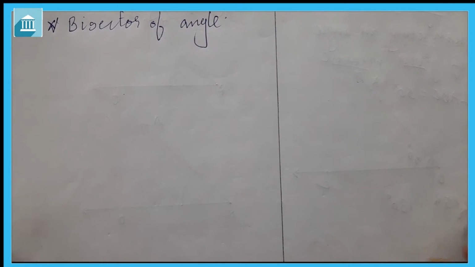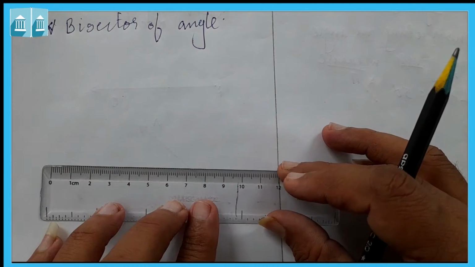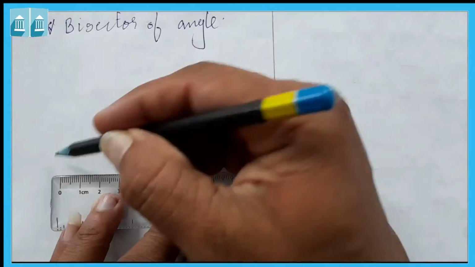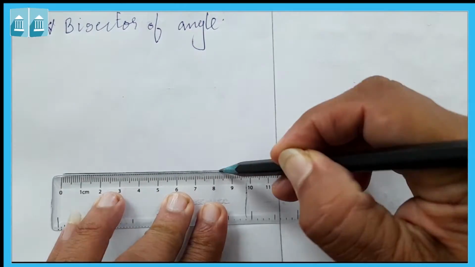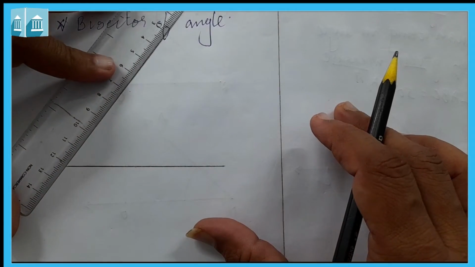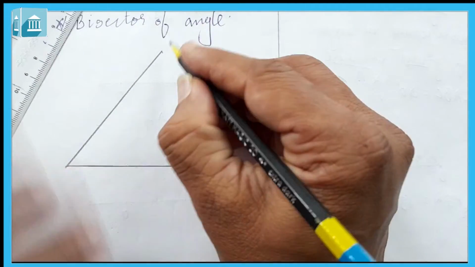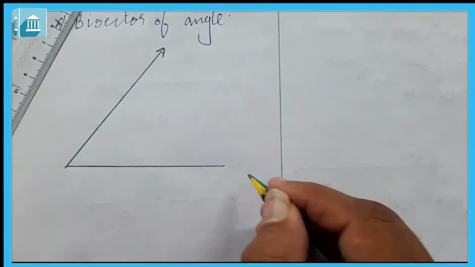Now let us come toward the next topic, that is bisector of angle. So bisector of angle, मतलब जैसे हमने लाइन का bisector निकाला उसी तरह से हम निकालेंगे bisector of angle. ठीक है. तो for bisector of angle सबसे पहले तो हमें एक एंगल ड्रॉ करना पड़ेगा. Let us draw one angle. ये एक एंगल है, इसका हमें बाइसेक्टर ड्रॉ करना है.